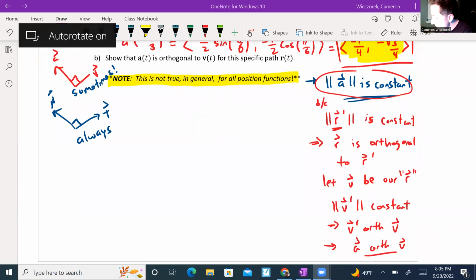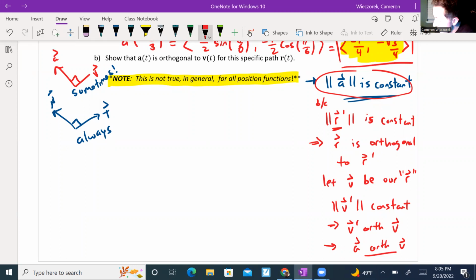Okay, so to sum that up, your acceleration and velocity are only going to be orthogonal if the magnitude of the acceleration is a constant. So just make sure you check that. So we need to prove that a of t is orthogonal to v of t.